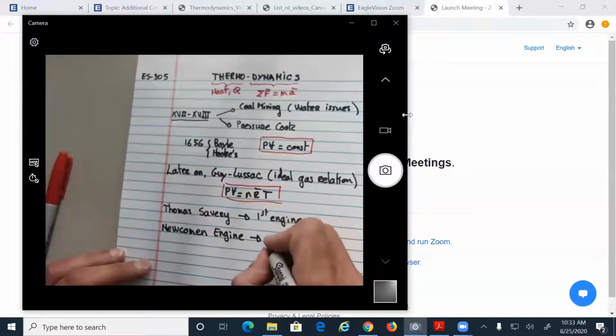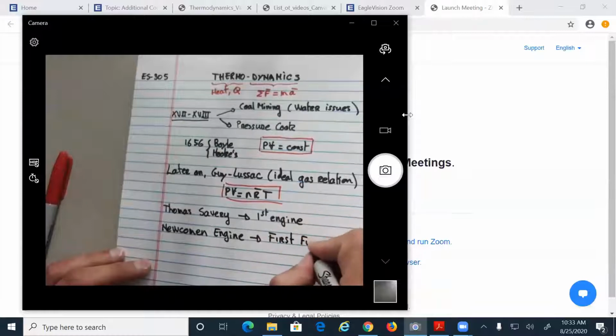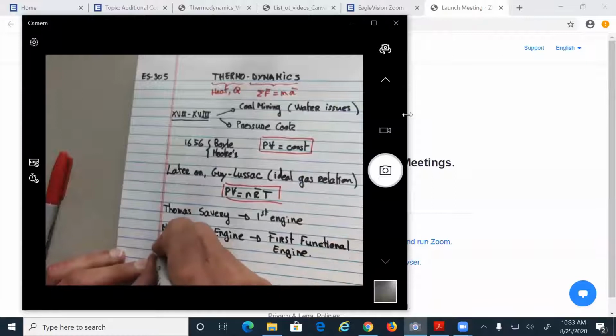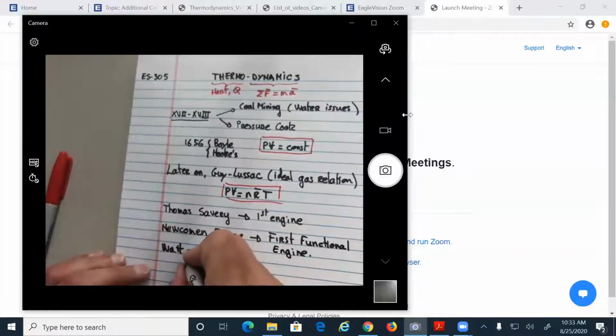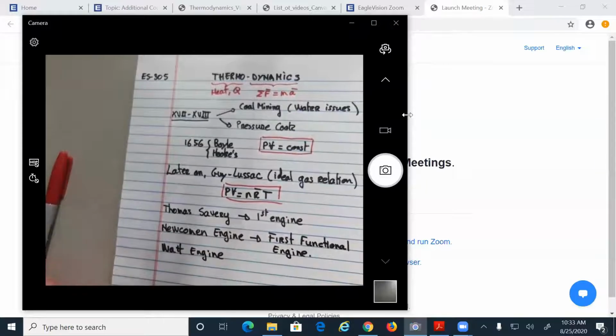So this is really the first functional engine. And obviously, Watt also did an engine, and this is the same guy that defined the units of watts.